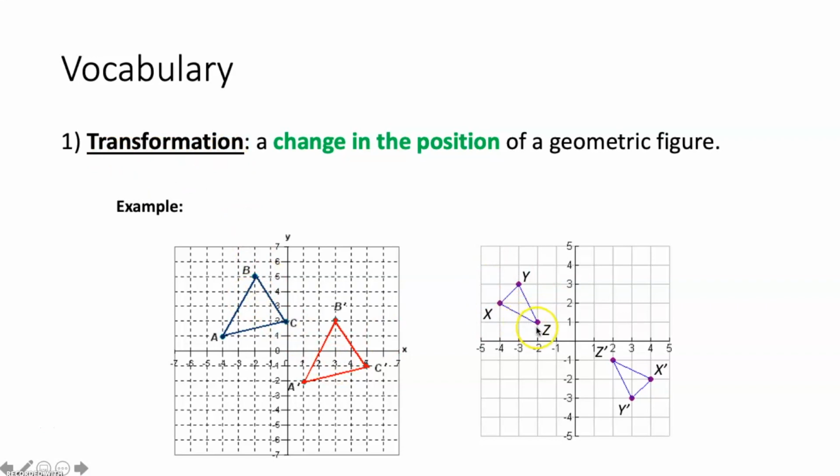Over here, we have triangle XYZ and triangle X prime, Y prime, Z prime. So again, this is our starting triangle, and then this is the triangle that ends up after our starting triangle underwent some type of transformation. And we'll get into the different types of transformations later.